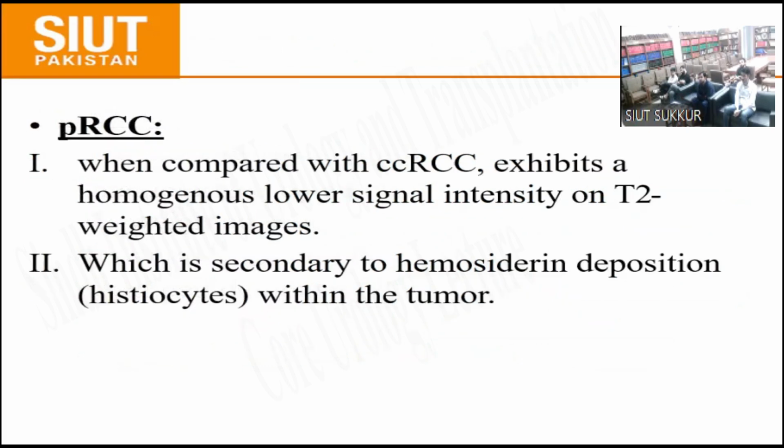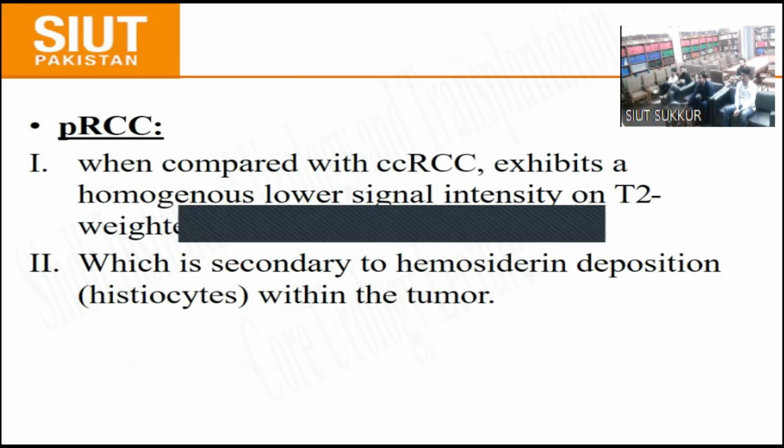Papillary RCC, when compared with clear cell RCC, exhibits a homogeneous lower signal intensity on T2 weighted images, due to hemosiderin deposition in histiocytes within the tumor.